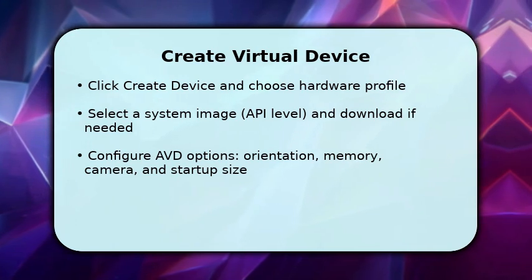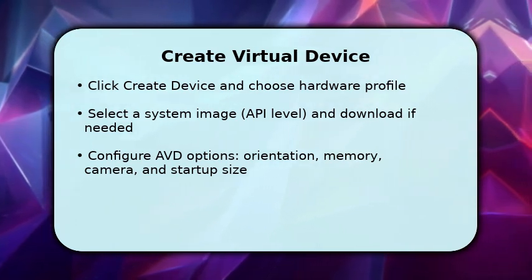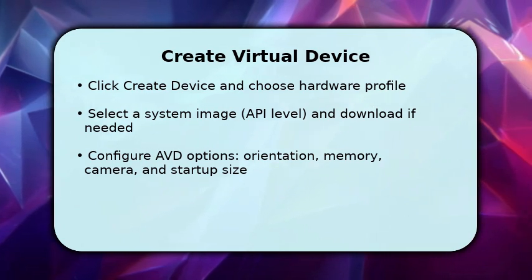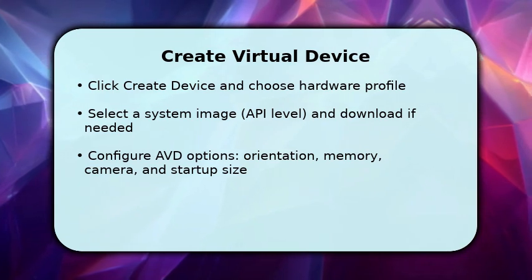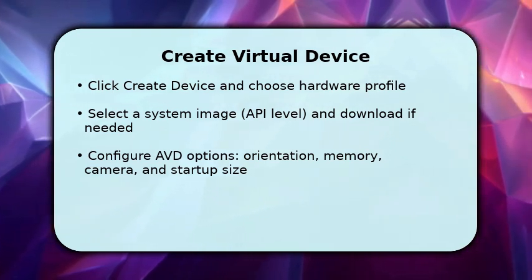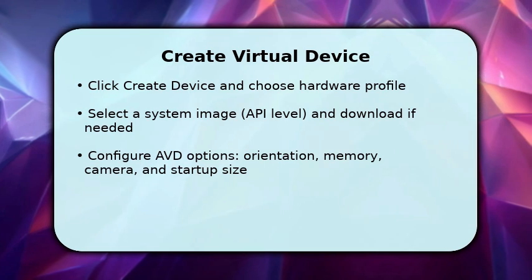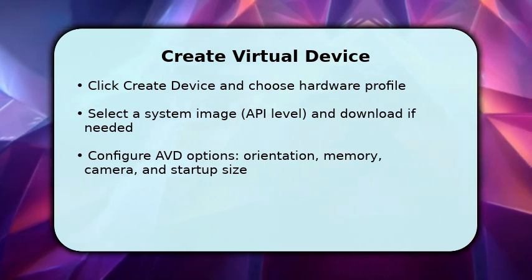Next, select a system image with the API level you want. Download it if it's missing, because the emulator needs matching platform binaries. After that, configure AVD options like graphics, orientation, and memory. These settings affect performance and accuracy.